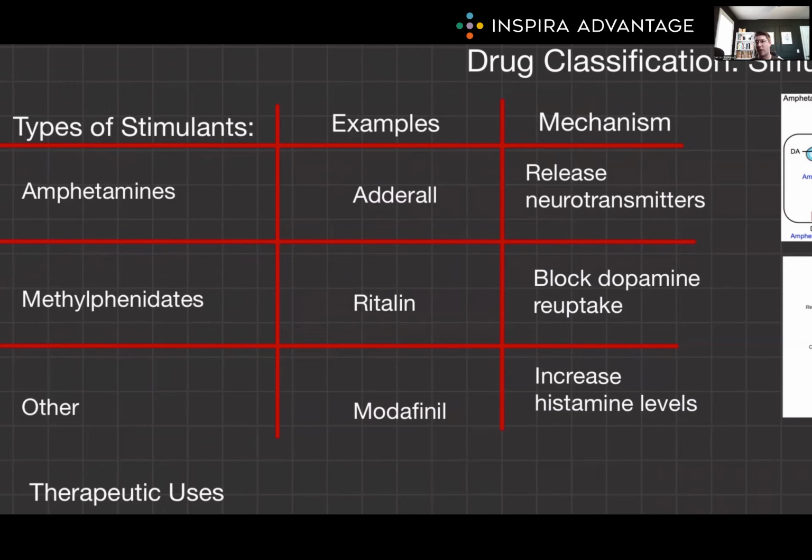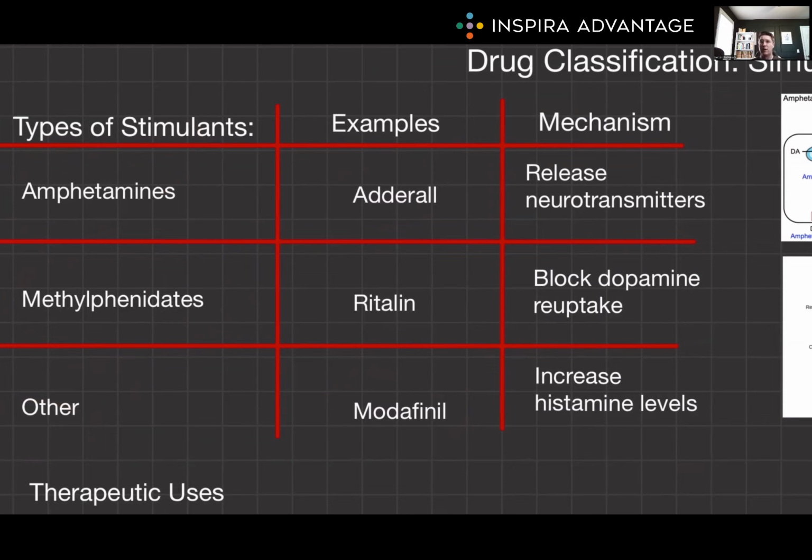And then the super broad class that no one would use in the real world, but we will for the MCAT: other. This includes things that the MCAT likes to talk about, such as modafinil, which is used for narcolepsy. There's also a fictional movie that claimed modafinil made this person into a genius, which does not happen. It acts slightly differently than regular amphetamines or methylphenidates, but is still considered a stimulant because it helps people feel more wakeful.